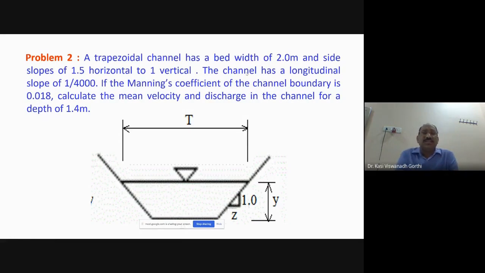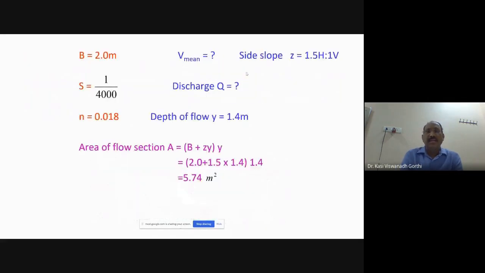And further, one more thing is given in the problem. The Manning's coefficient of the channel boundary is 0.018. The moment Manning's coefficient is given, it is understood that you have to make use of Manning's formula. It is implied. Calculate the mean velocity and discharge. So mean velocity, how do you compute? Making use of the Manning's formula, 1 by n, R power 2/3, S power half. The discharge will be area multiplied by velocity. Okay, so this is a trapezoidal channel section. Bed width B is 2 meters.